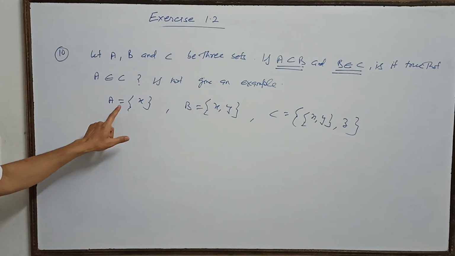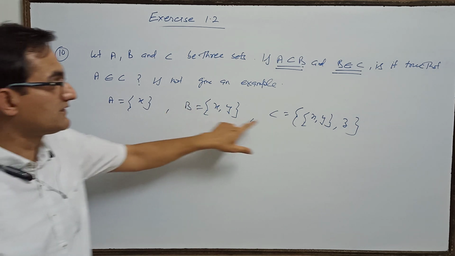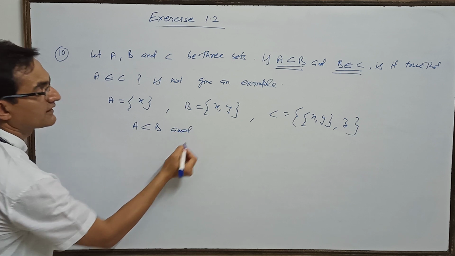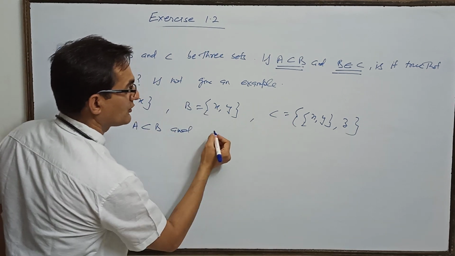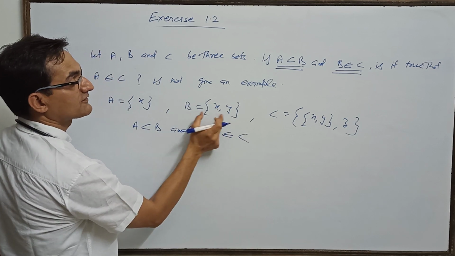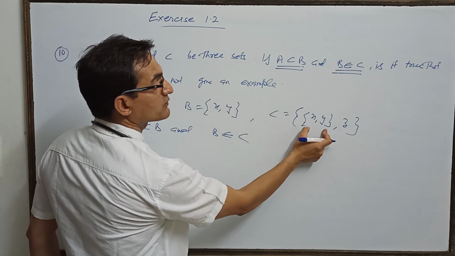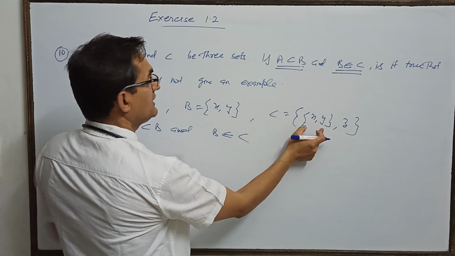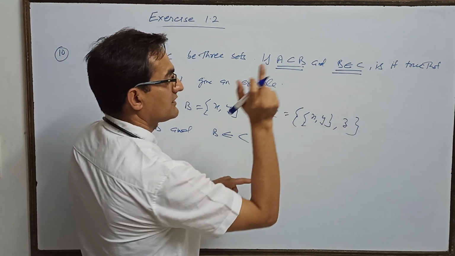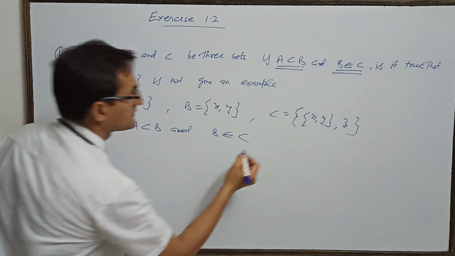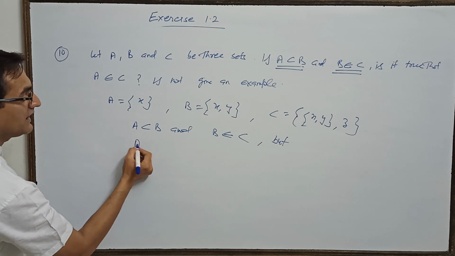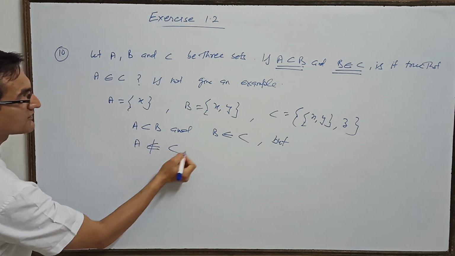See the case? A is a subset of B and B is contained in C or B belongs to C, because this set B जो पूरा set है, this is one of the elements of this one. This set B is contained in C. This is {X, Y}, this one element, and Z. Now, but A does not belong to C.